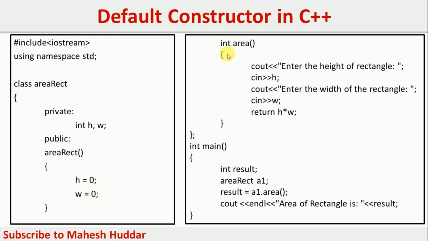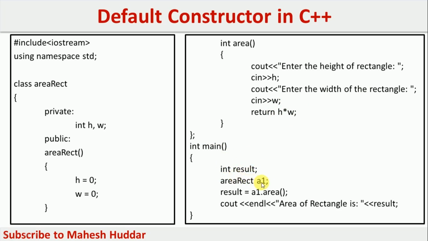Next we have defined one member function. The name of the member function is area, which will return the integer type. In this function, I read the height of the rectangle into h and the width of the rectangle into w, and then we return h multiplied by w. That is the area of a rectangle. Now coming back to the main program. In the main program we have declared one result variable of type integer, which will store the return value of area. Next we have created an object.